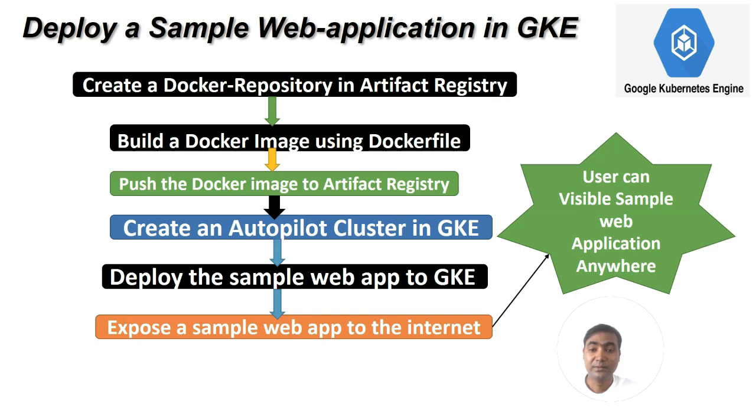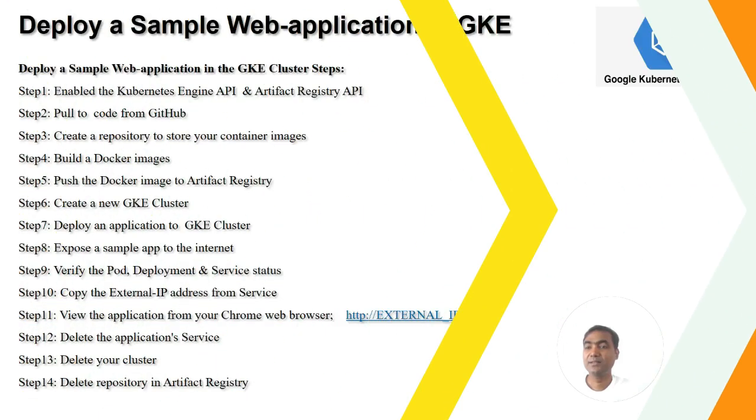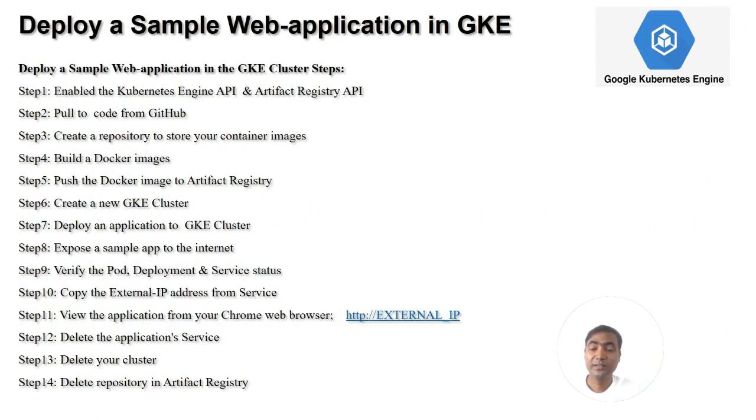And I'll show you the similar steps as all the steps mentioned here, guys. As you can see here, first enable your Kubernetes Engine API and Artifact Registry API, because for example, if you start working inside Google Cloud Platform for the first time, then this is required, guys. If you have enabled your Kubernetes Engine API and Artifact Registry API, then it is not required again. And guys, the second thing is to pull the code from GitHub. Guys, I'll attach the GitHub link inside the video description. You'll go there, copy the link and download the code from GitHub.